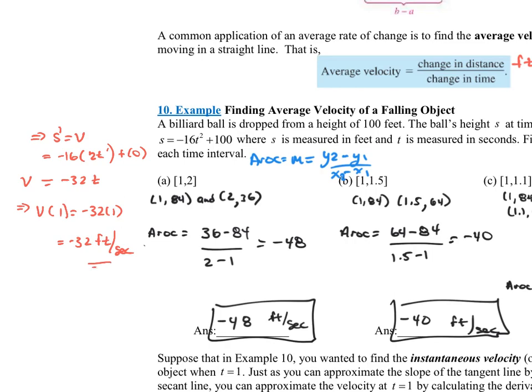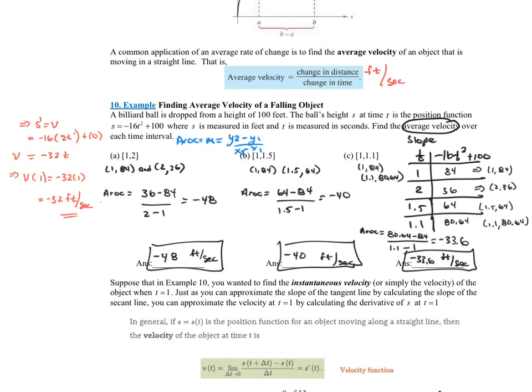So we just did an estimation by moving those values, 2, 1.5, 1.1. We were getting closer and closer to the x value of 1. Notice our answers, the average rate of change was getting closer and closer to the velocity at the instant of 1 second, which was negative 32 feet per second.